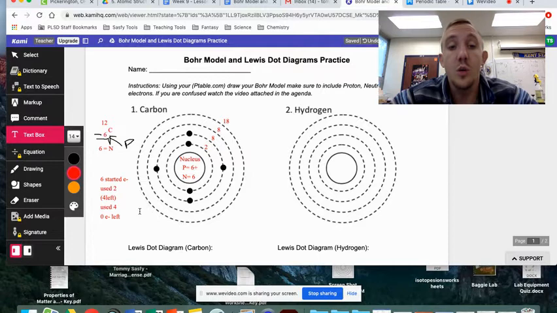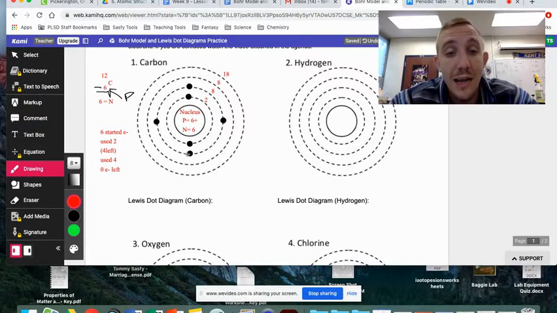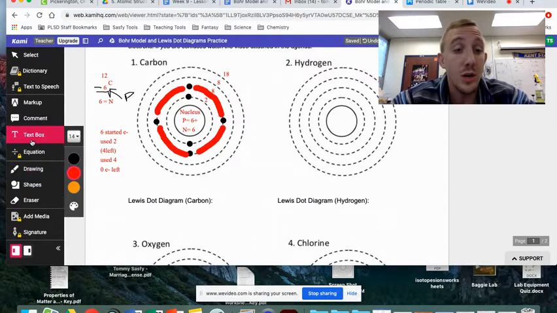Okay, so when I go to my Lewis dot for carbon, I'm going to draw with a different color. I am looking on this outer shell right here. How many electrons do you see? Now we discussed it can hold 8 electrons, but carbon doesn't have enough to fill 8 electrons. I only have 1, 2, 3, 4.